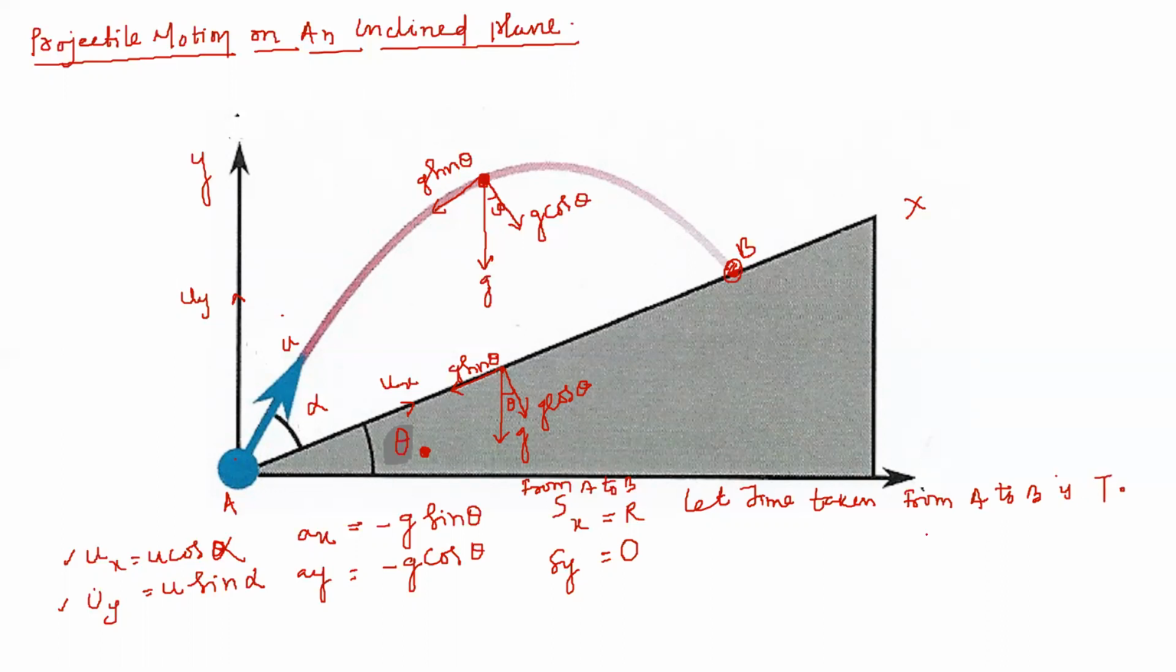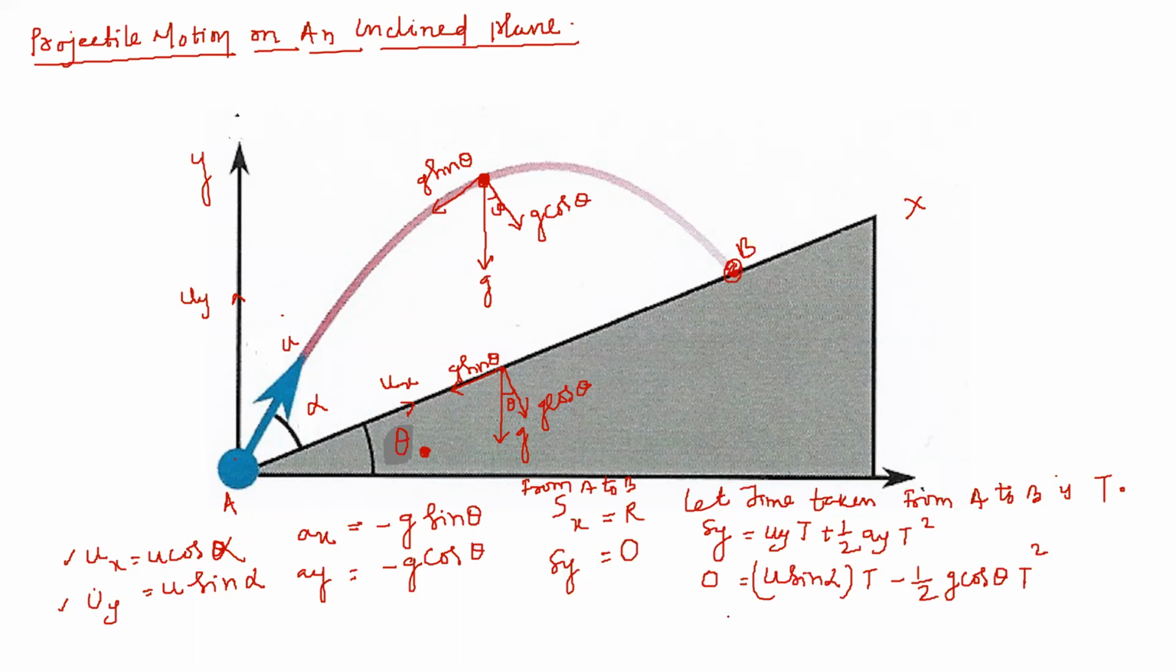Yes or no? Friends, we can apply S is equal to UT plus half AT square. Let's go for the Y displacement. Sy is equal to Uy into T plus half into Ay T square, correct? Here displacement Sy is equal to 0. So you can write Uy into T. What is Uy, students? U sine alpha, correct? Into total time T minus half g. Ay is how much? Minus g cos theta. So that's why I'm taking minus g cos theta into T square.